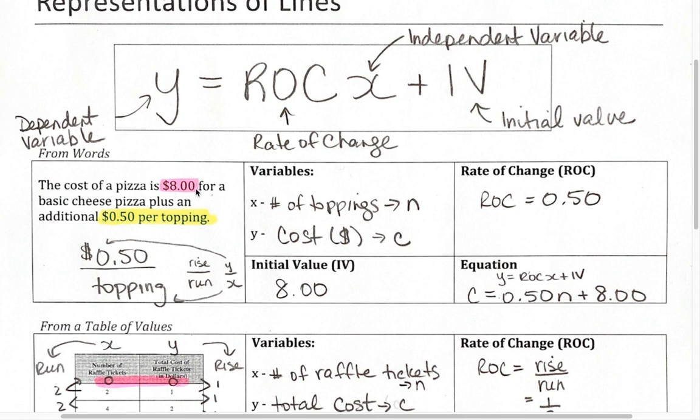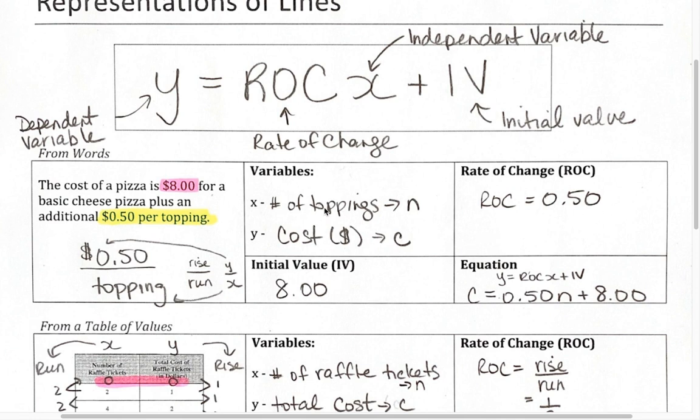First of all, we know that $8 is the basic pizza. So that's going to be my initial value of $8. And then I see additional 50 cents per topping. And whenever I see the word per, I know I'm talking about a rate of change. So I've got the rate of change is equal to $0.5 per topping, so 50 cents per topping. So there's our initial value and there's our rate of change.